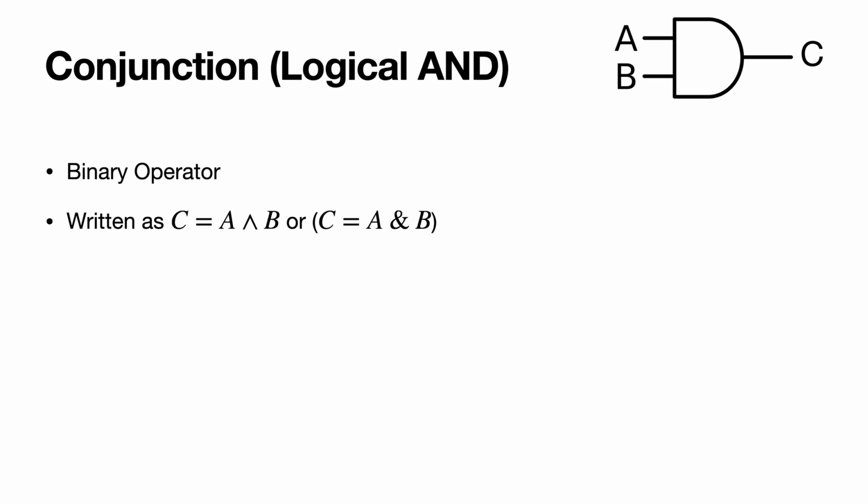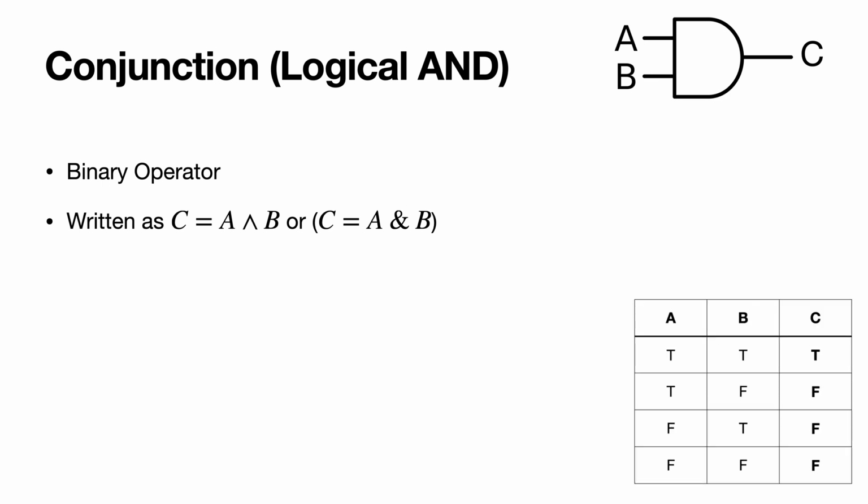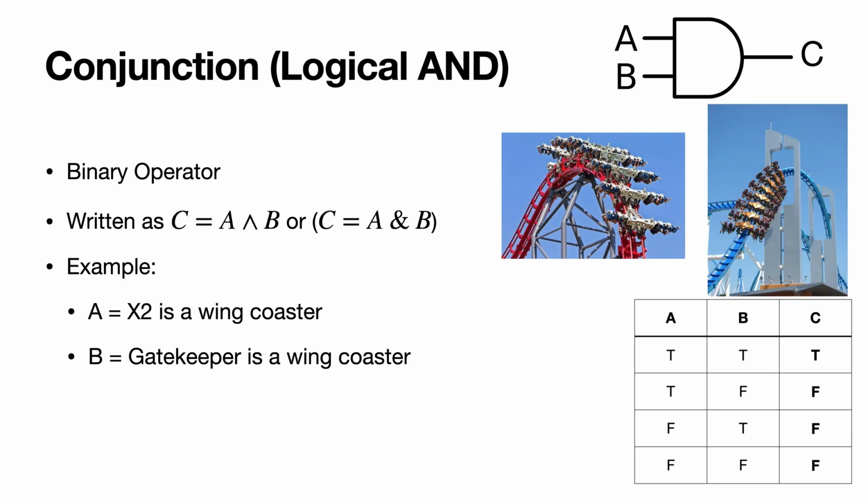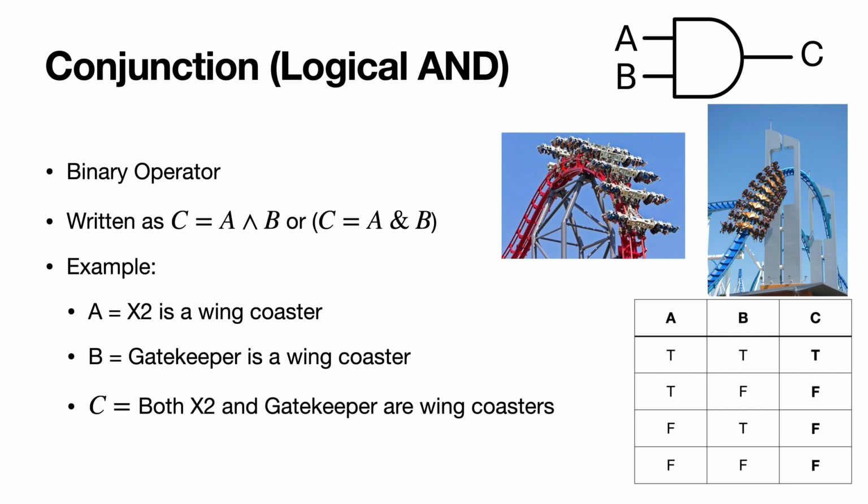And in circuits, the AND gate is written as this rounded D-shaped thing. So it has a flat end where the inputs come in and then a rounded end where the outputs go. The truth table of A and B is that it's true if both the inputs are true and false otherwise. So this is why we say and. It's true only if A and B are true and false otherwise. So for example, let A be the claim that X2 is a wing coaster and B be the claim that Gatekeeper is a wing coaster. The conclusion C, which is A and B, is true only if both X2 and Gatekeeper are wing coasters, which in this case is true. So if one of them was not, then saying both X2 and Gatekeeper are wing coasters would be false.